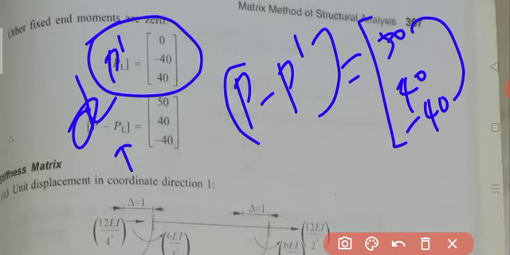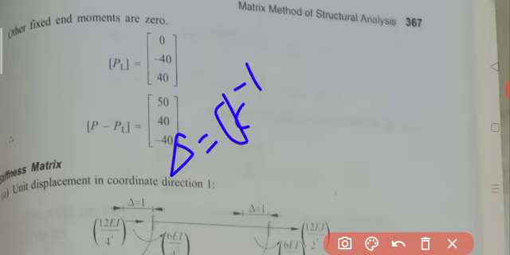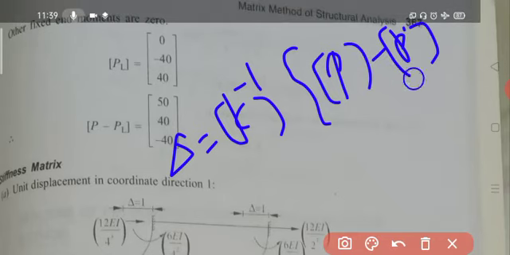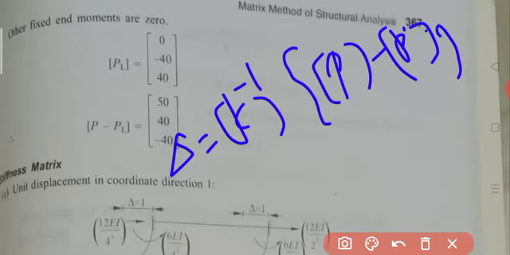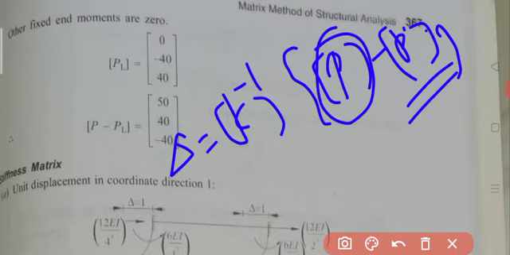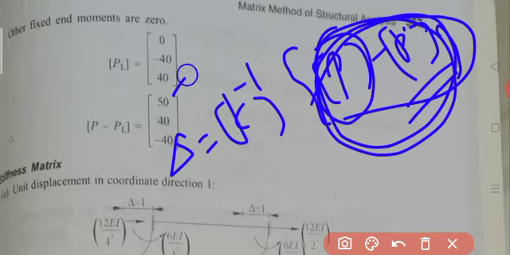Just minus it. So we know the general equation, the final equation: displacement is equal to the stiffness matrix inverse into the final force matrix minus the force developed in the restraint structures. So we determine the final force in the third step, then the P dash value in the fourth step, just minus these two things. So its value is 50, 40 and minus 40. Then we need only the stiffness matrix.